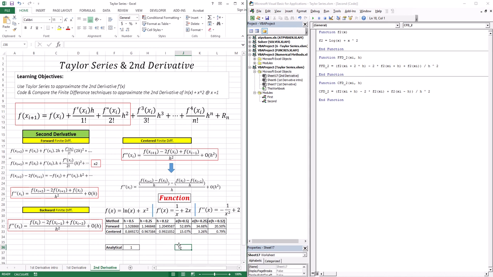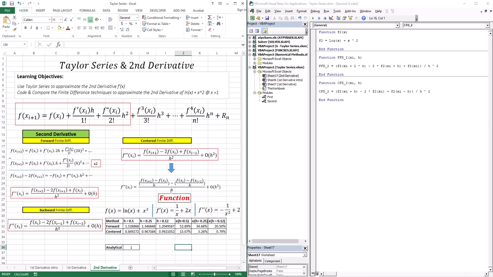So what did we learn in this lesson? We learned how to use Taylor's series to approximate a second derivative. The way we did this, with the Taylor series expansion, we truncated it after the second derivative term. And we used different manipulations as we described here to come up with an equation for the forward finite difference for the second derivative, the backward finite difference for the second derivative, and the centered finite difference for the second derivative.